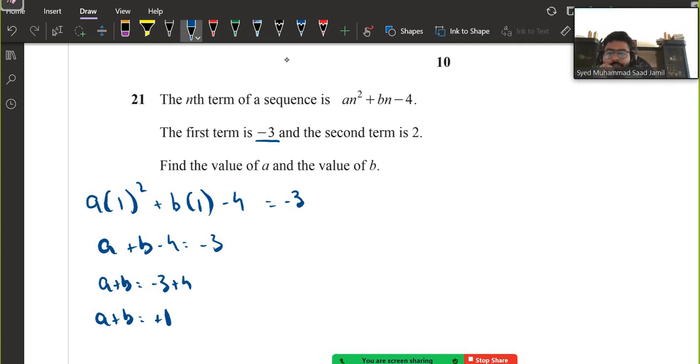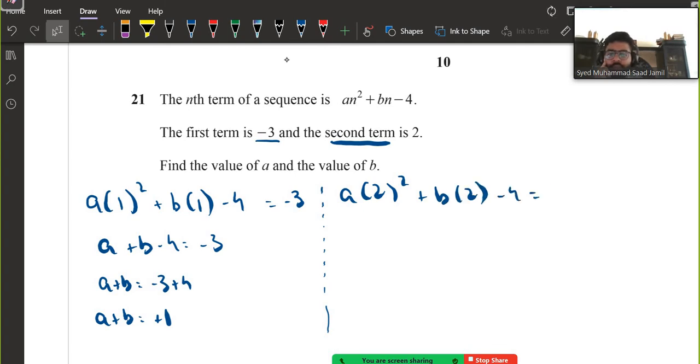Moving on to the second equation, it says second term is 2. So instead of n I will write 2, because second term: 2 squared plus b multiplied by 2 minus 4 is equals to 2.